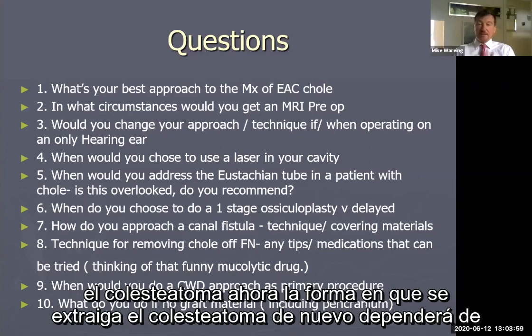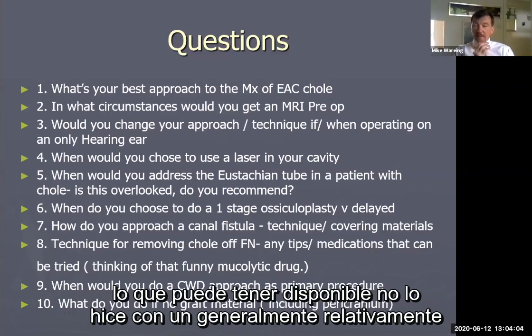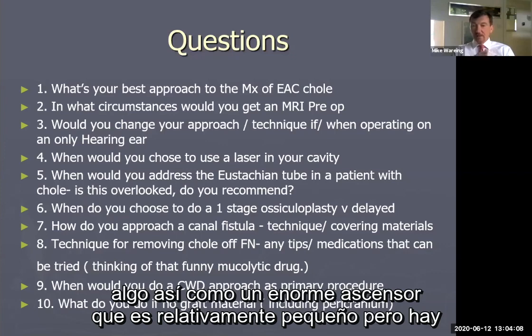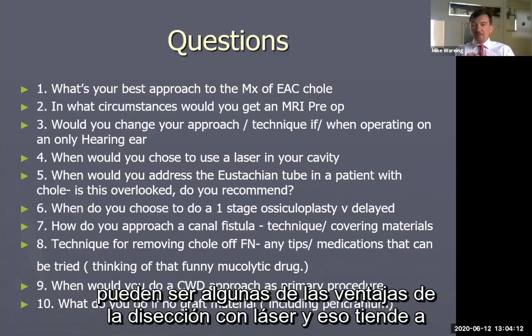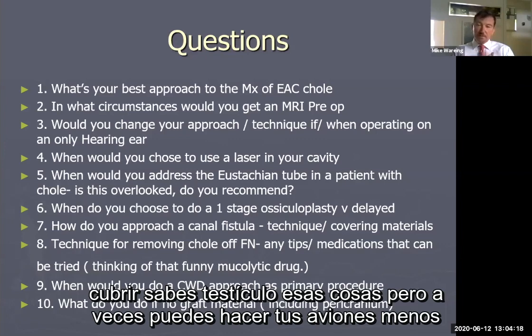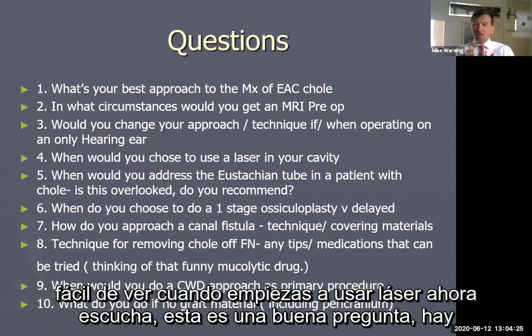Now, how you remove the cholesteatoma will depend upon what you may have available. I tend to do it usually with something like a Hughes elevator, which is a relatively small elevator, but there can be some advantages of dissecting with the laser as well, and that tends to cover most things. But sometimes you can make your planes less easy to see when you start lasering.